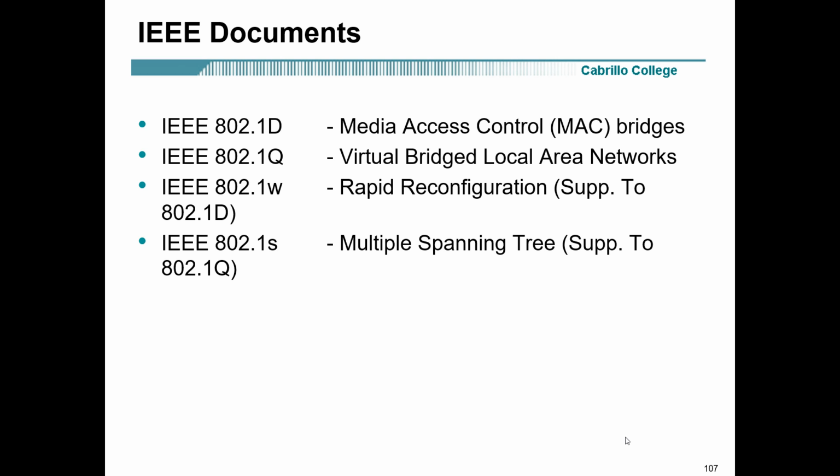So again, 802.1D, 802.1Q, 802.1W, 802.1S. 802.1D focuses on the media access control of the MAC address bridges. 802.1Q is our virtual bridge LANs. 802.1W was rapid reconfiguration, support to 802.1D. Lastly, our multiple spanning tree, which was support to our 802.1Q.